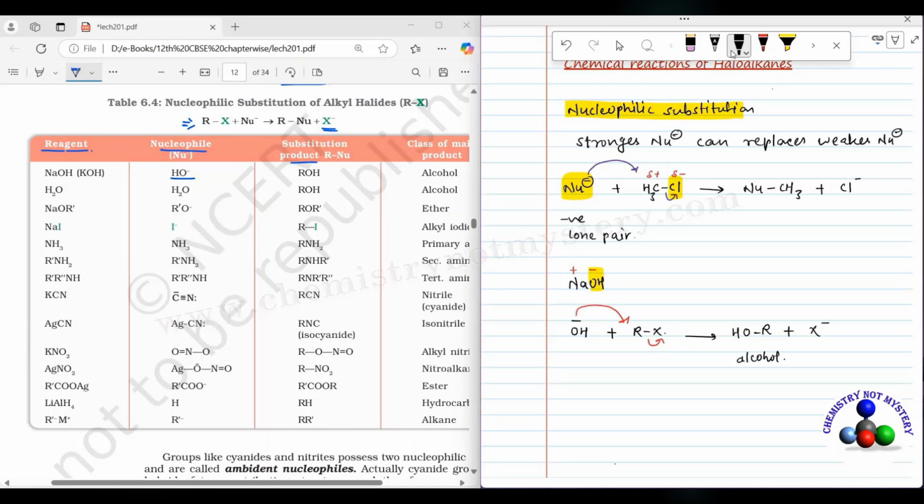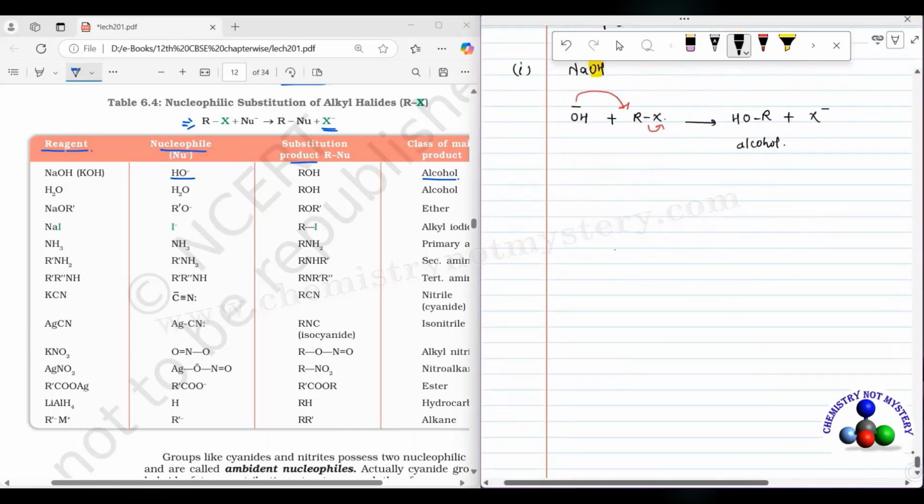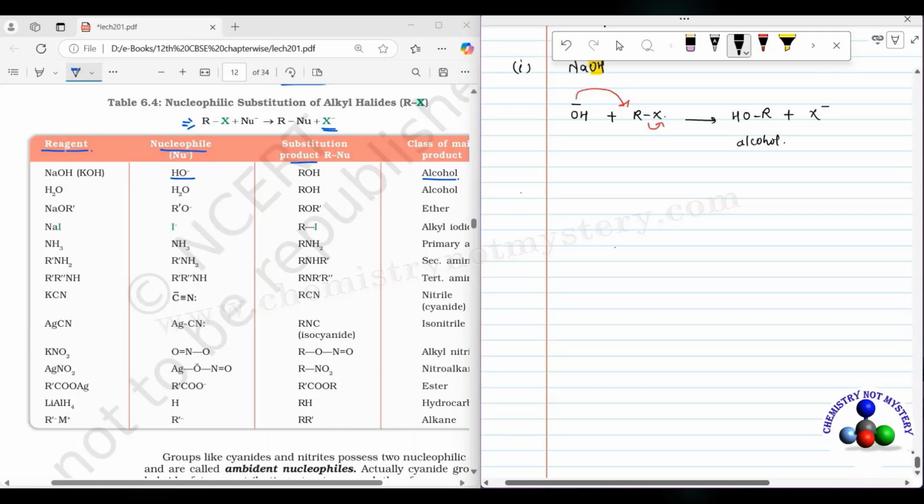So here it is given the product is ROH and the class of product is alcohol. Second is water. So it was first, then the second reagent is given. It is water. In water, oxygen has lone pair of electrons. So that's why it is a nucleophile.